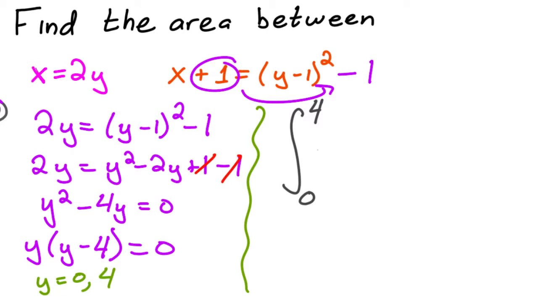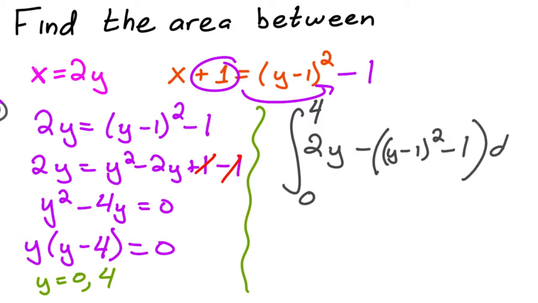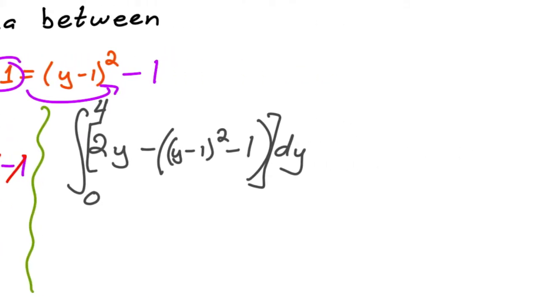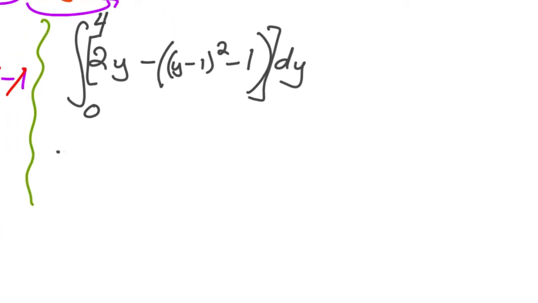So let's just say I'm going to do 2y minus, and then this one, minus y minus 1 squared minus 1 dy. What's going to happen is, if I get a positive number and I did everything correctly, then good job, thumbs up. If I get a negative number, then the area is just the positive of that one. So, okay, let's continue.